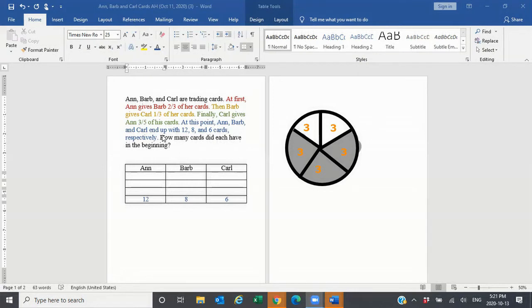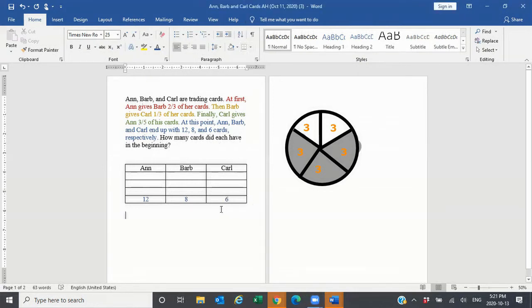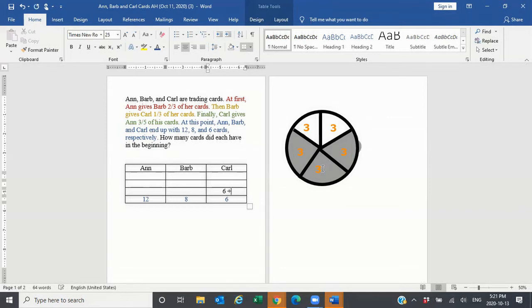Now, since we're working backwards to find the original amount, I'm going to take those cards back from Anne and give them back to Carl. There are 3/5, and each one represents 3 cards. 3 times 3 is 9. So it's 6 plus 9 for Carl. 6 plus 9, of course, is 15. And we're going to take away 9 from Anne. Minus 9. 12 minus 9 equals 3.